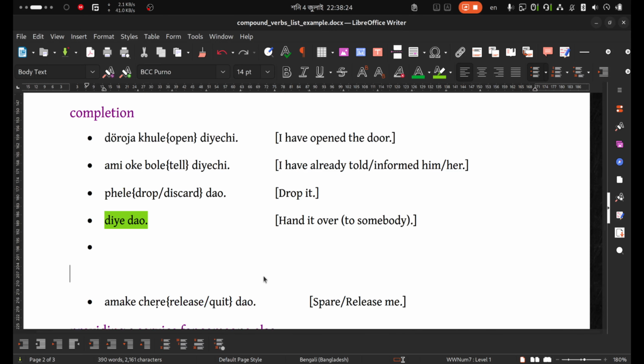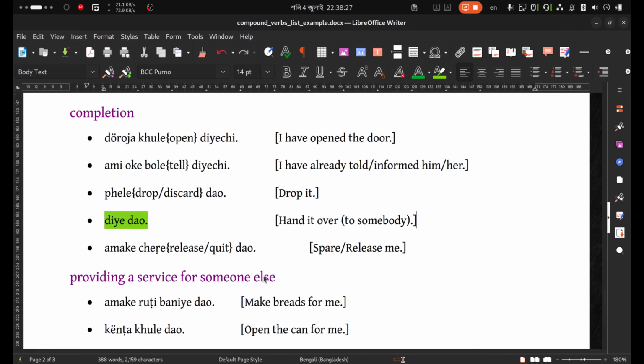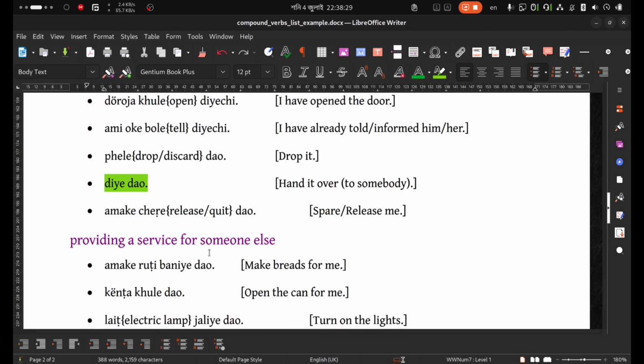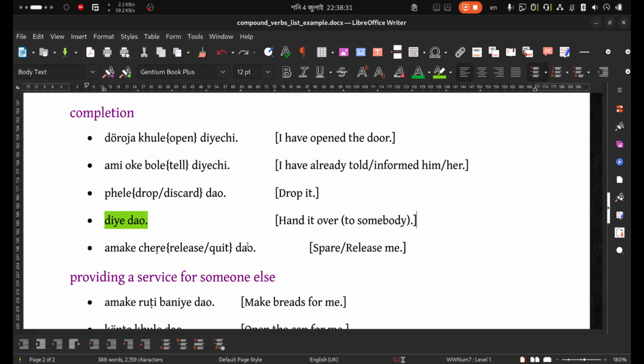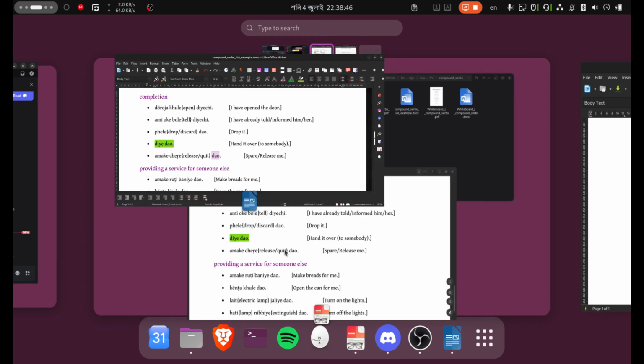And the next one, which is "আমাকে ছেড়ে দাও." This one is ambiguous. You could consider it a service, or you can consider it completion. There is a gray part. It sounds ambiguous to me. It can mean completion, it can also mean a service to someone else.